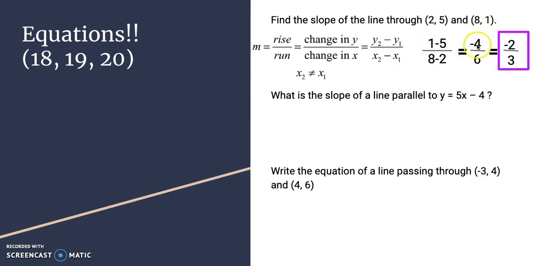I do the math across, I get negative 4 over 6, and then I have to simplify to get the answer. If you do not simplify on the final, I cannot give you the points for having the correct answer. An unsimplified answer is not correct. Okay. So then stepping down, number 19, find the slope of the parallel line.